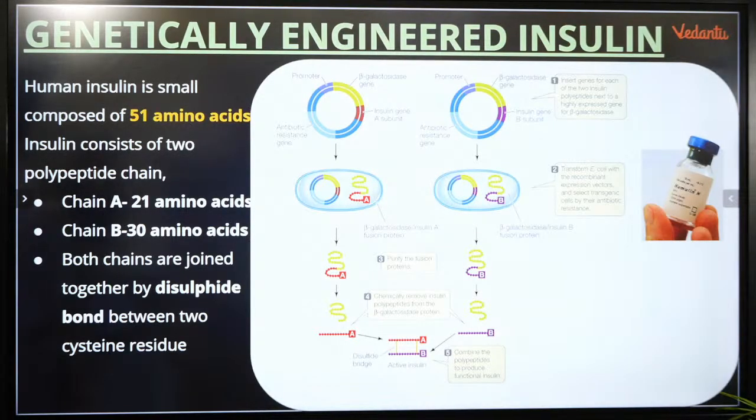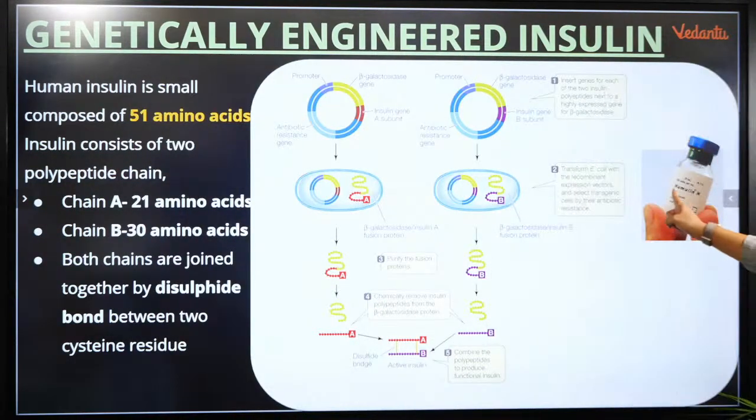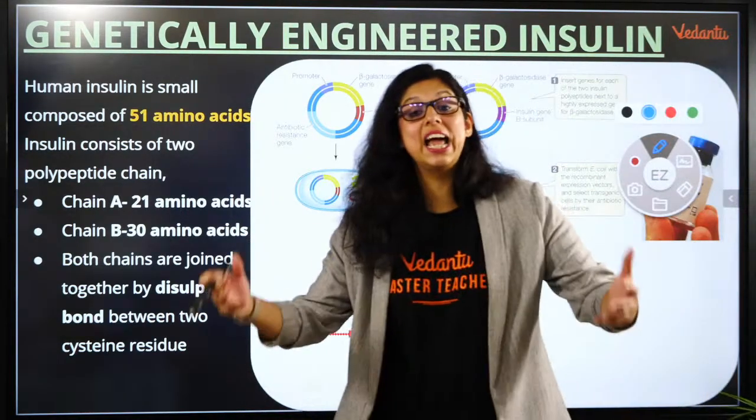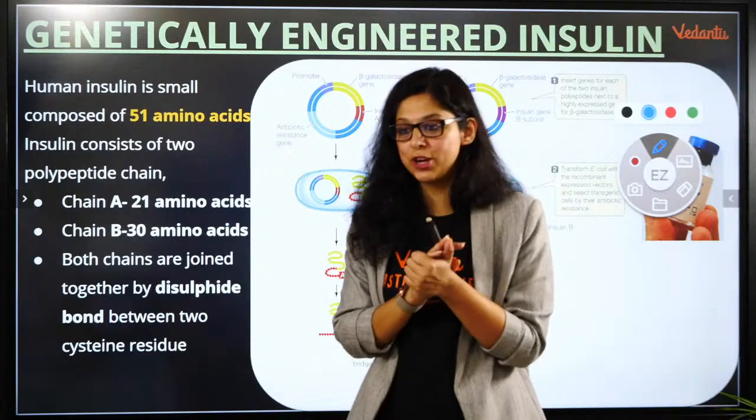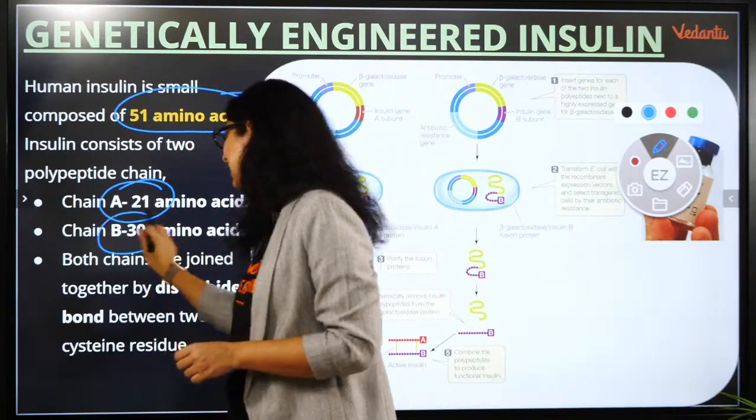Let's see, so we make genetically engineered insulin like this. See what is written: Humulin, it's available. Humulin, human insulin has 51 amino acids. Banting and Best were the first people to do it. Eli Lilly Corporation was the first corporation to do it. MCQs: chain A has 21, chain B has 30.